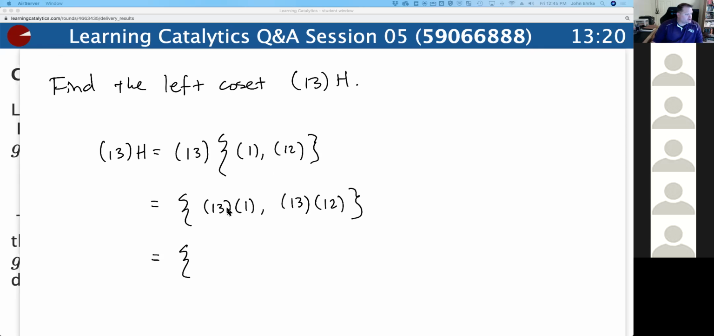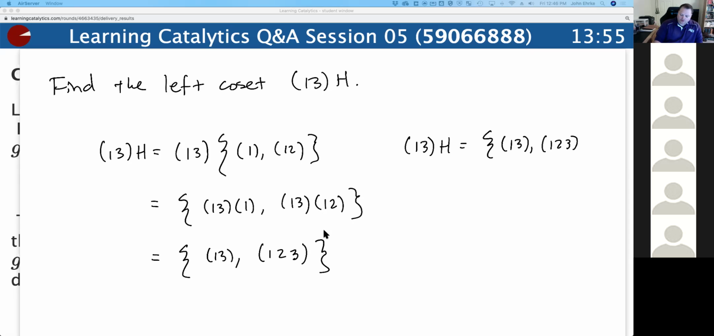Well, the first permutation here, (1,3) with the identity, we know that's just (1,3). The second permutation, remember, you always read it from right to left. So it's 1 maps to 2, and 2 stays fixed. Then 2 maps to 1, but 1 goes to 3, so 2 goes to 3. And then you'll notice that 3 goes back to 1. So this is the correct coset. So the coset (1,3)H is equal to {(1,3), (1,2,3)}, which was answer choice C.